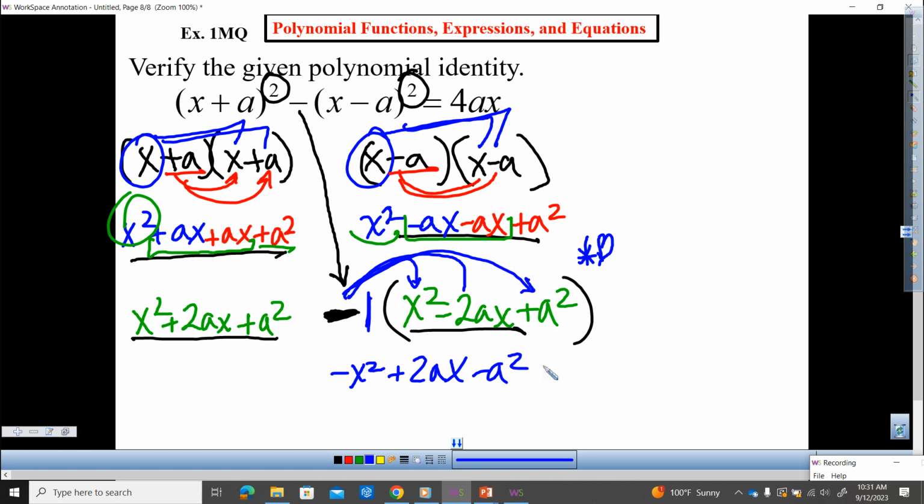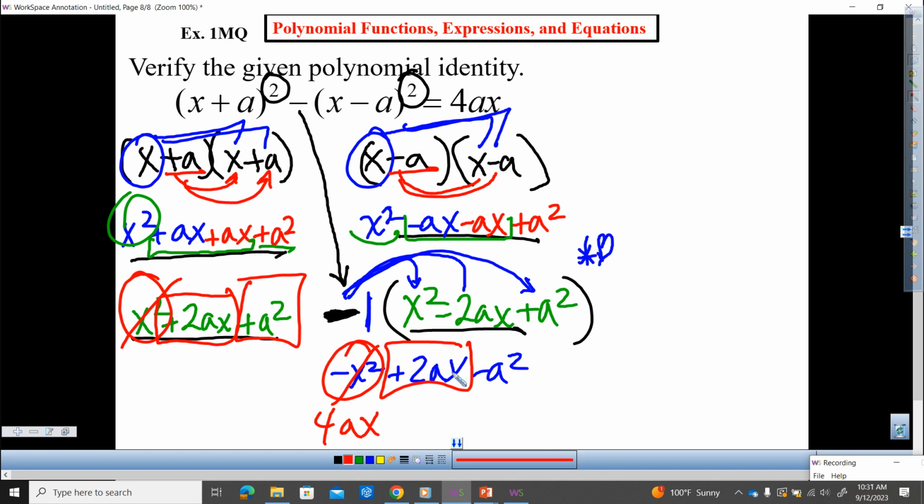So far so good, yes? All right, now we can combine. Let's see. Is there another x squared? Yes, it's a negative, and what happens? Zero pair. All right. Then we got 2ax and 2ax. That's a total of 4ax. And then we got a squared and negative a squared, and that's a what? Zero pair. Did we get that? Yes? Yes, Mr. Q. All right, good.